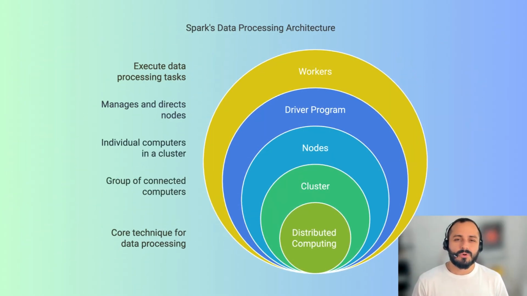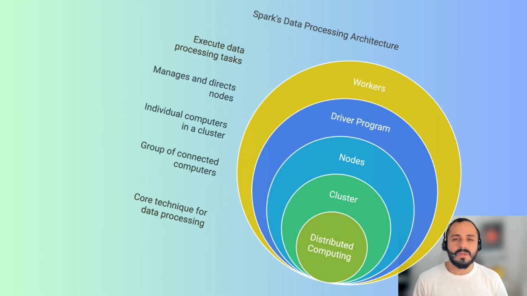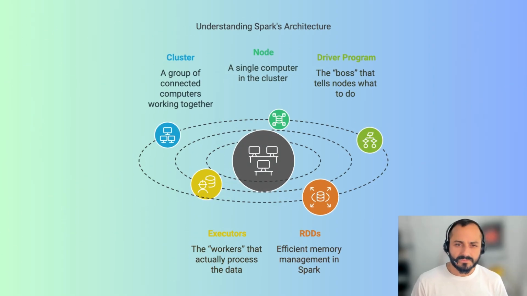So how does Spark process data? Now that we know why Spark is fast, let's talk about how it handles huge amounts of data. It uses a technique called distributed computing. Instead of processing data on a single machine, Spark splits the work across multiple machines called nodes. Think of it like a group project. Instead of one person doing all the work, the tasks are divided among multiple people, making the job faster.